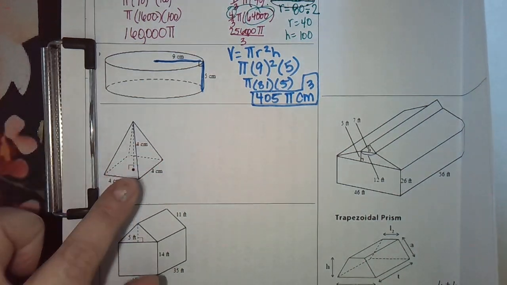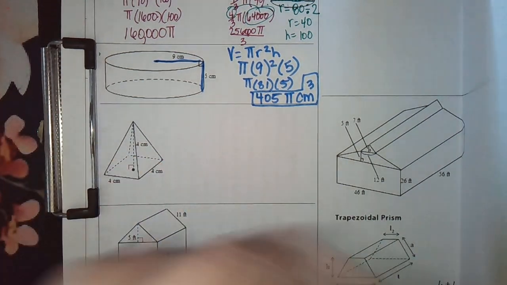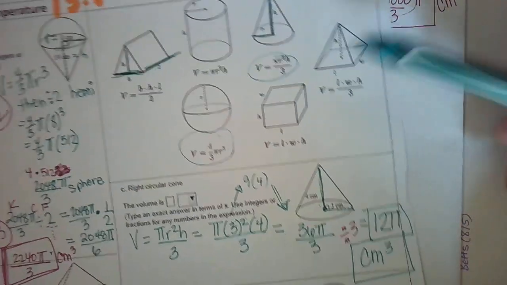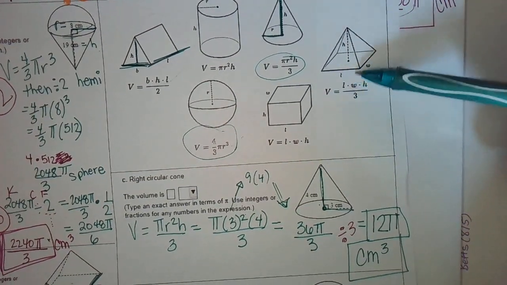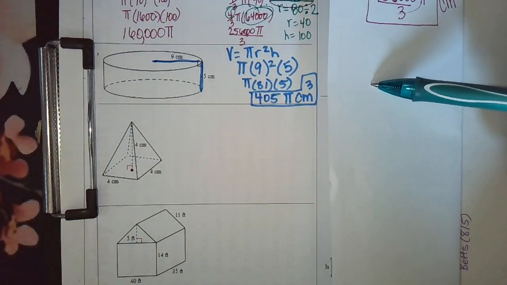All right, next one. It looks like we got a pyramid-looking thing going on. Let's look at our formulas. The pyramid-looking thing is V equals LWH over 3.